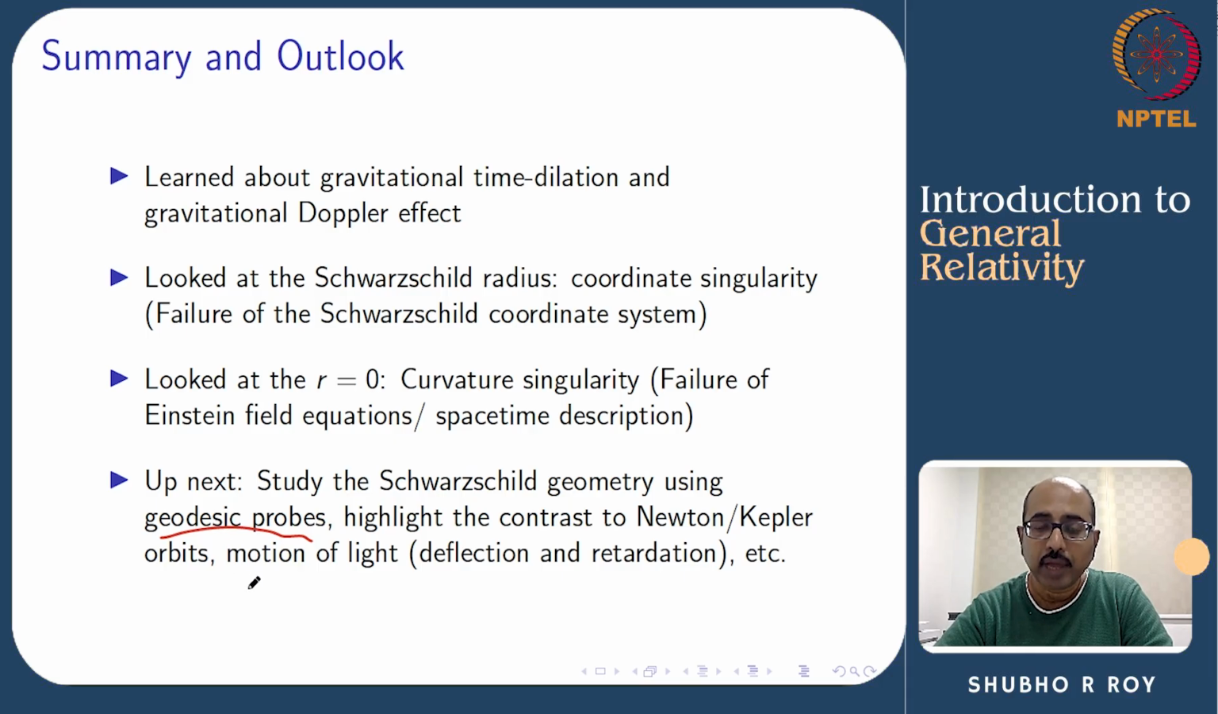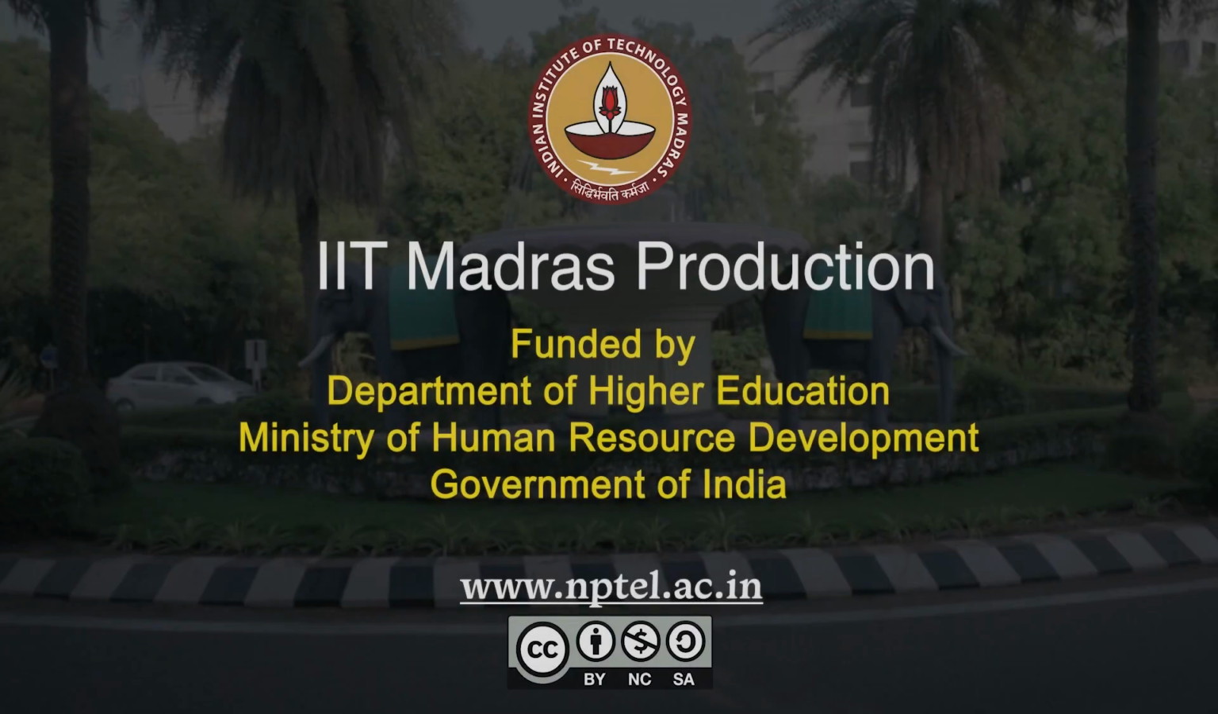We will also look at the motion of light in the Schwarzschild geometry, that is, by studying lightlike geodesics in the Schwarzschild geometry. And we will discover a couple more effects. One is the gravitational deflection or bending of light, and the other is gravitational retardation or slowing down.